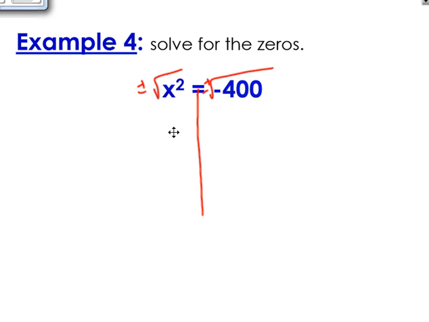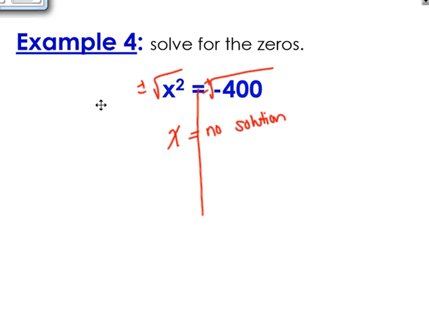Well, when I go to take the square root of negative 400 in my calculator, I get an error because there's two things you can never do in math: divide by 0, and take the square root of a negative. So this is actually no solution because you can't take the square root of negative 400. And let me show you why.